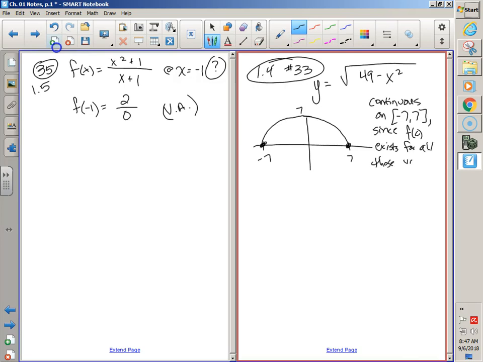I'm saying, first of all, from -7 to 7, plug in -7, it'll be 0. Plug in +7, it'll be 0. Plug in anything in between, it'll be the square root of a positive, which exists. So first of all, the points all exist. That's condition 1. The points all exist.